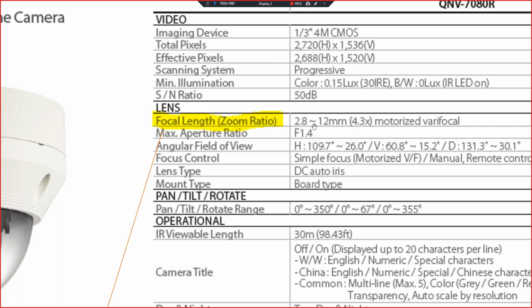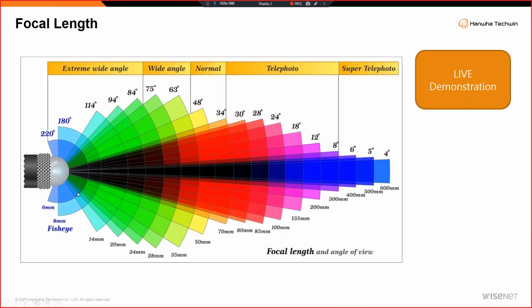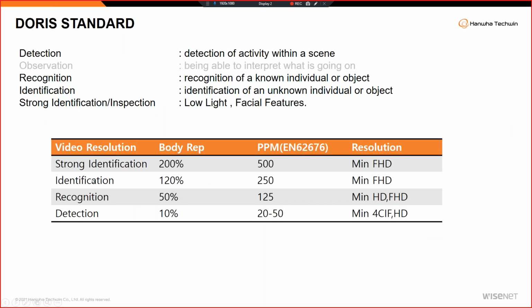So I showed you a scene, most of you will try to view as wide as possible, right? When the focal length is small, you will see as wide as possible. So we saw this yesterday, the live demonstration. Then we talked about field of view, detection, recognition, identification, and strong identification.